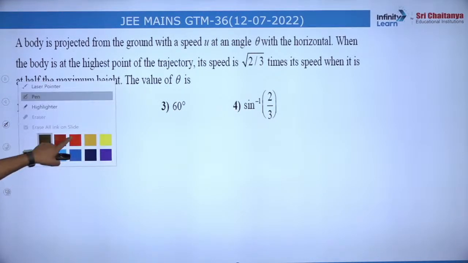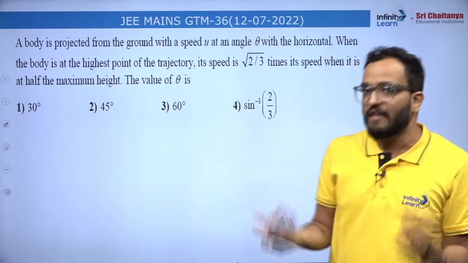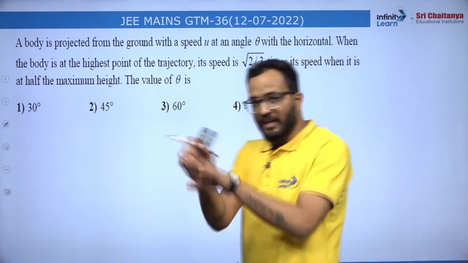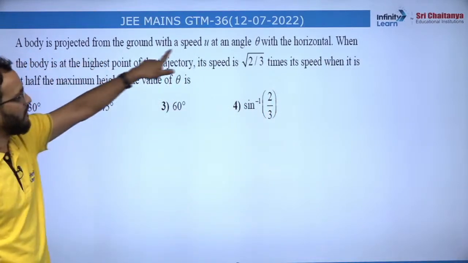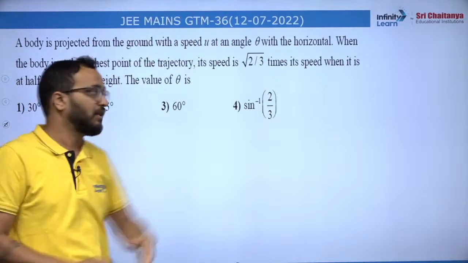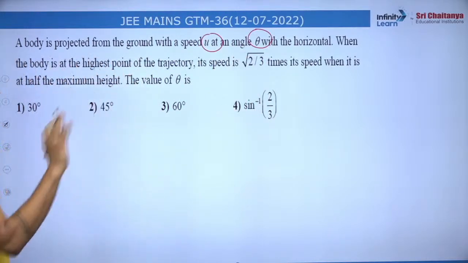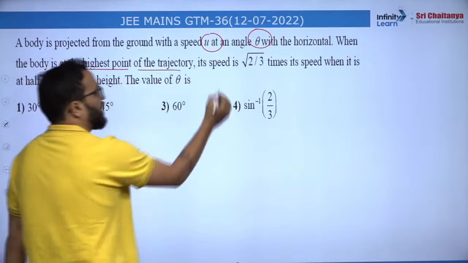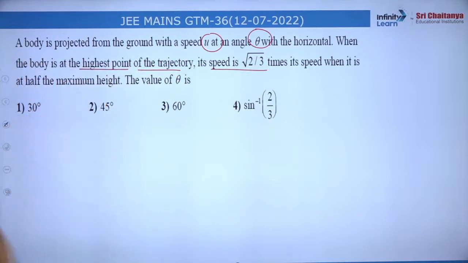Next question, a simple one. A body is projected. Now this is a question which might confuse you in the examination, but it is actually an easy question covering the very basic concepts of projectile motion, right? A body is projected from the ground with speed u at an angle theta with the horizontal. When the body is at the highest point of the trajectory, its speed is root over 2 by 3 times the speed when it is at half the maximum height.